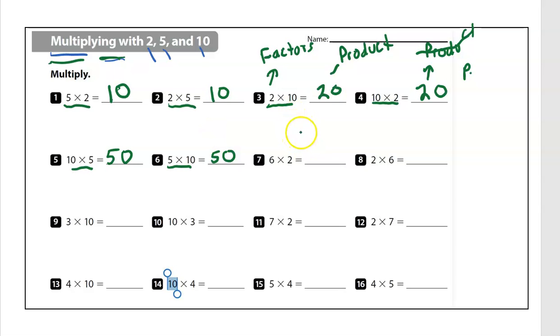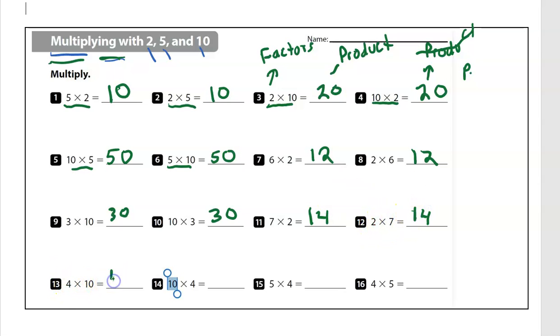Here we'll speed up a little bit now. 6 times 2, 12. 2 times 6, 12. 3 times 10, 30. 10 times 3, product is 30. The product of 7 and 2 is 14. The product of 2 and 7 is 14.